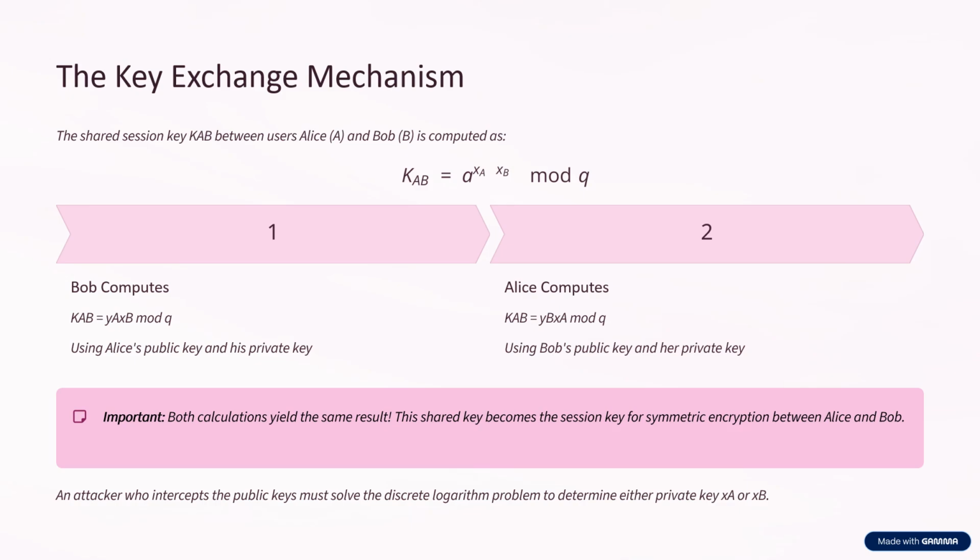Even though the calculations are different, both users arrive at exactly the same secret key. This shared key is then used for symmetric encryption, allowing secure communication between Alice and Bob. An attacker who intercepts the public keys cannot easily determine the private keys because it would require solving the discrete logarithm problem, which is computationally difficult.